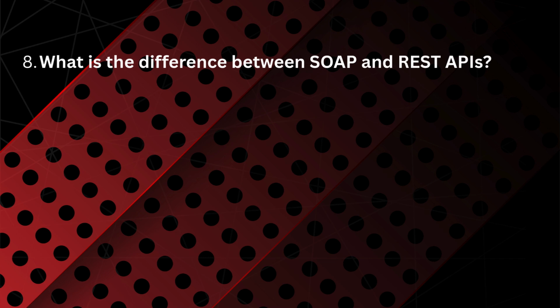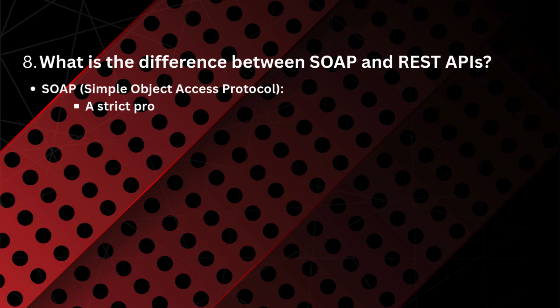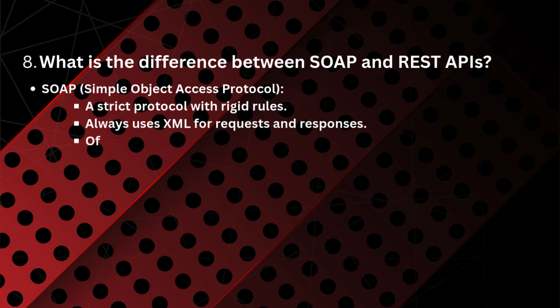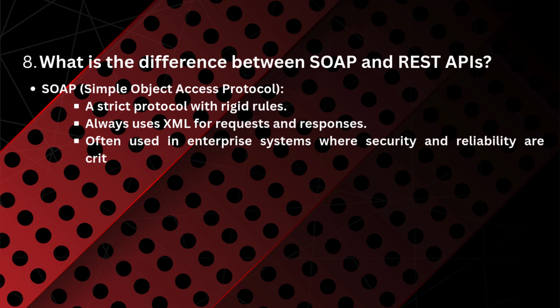Number 8. What is the difference between SOAP and REST APIs? SOAP, Simple Object Access Protocol, a strict protocol with rigid rules. Always uses XML for requests and responses. Often used in enterprise systems where security and reliability are critical.